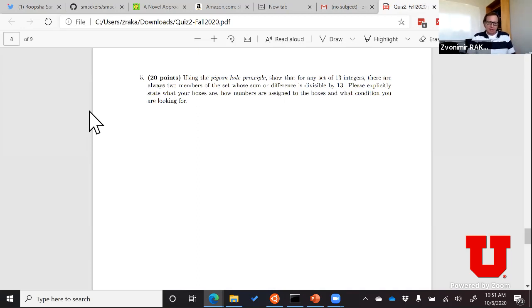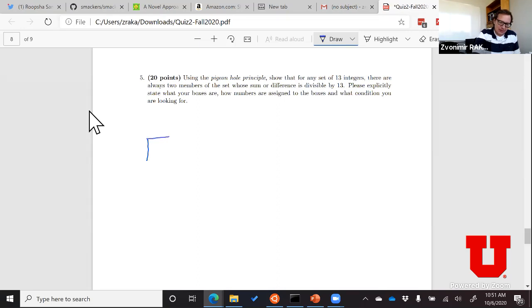The problem was: using the pigeonhole principle, show that for any 13 integers, there are always 2 members of the set whose sum or difference is divisible by 13. We solved a similar problem actually during recitations or lectures. I forgot, but I know we had a similar problem before. So how would you do this?